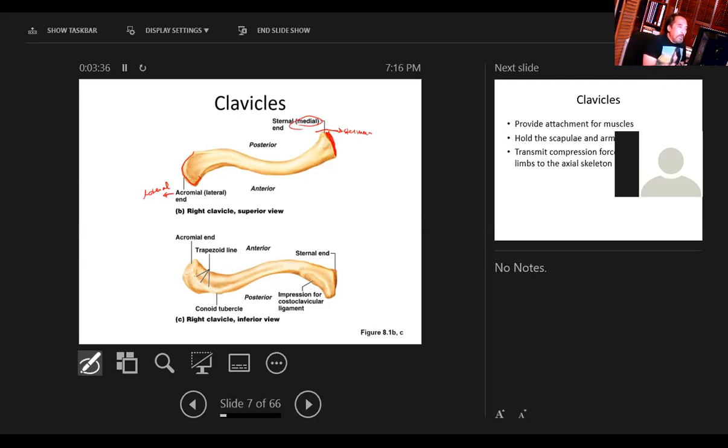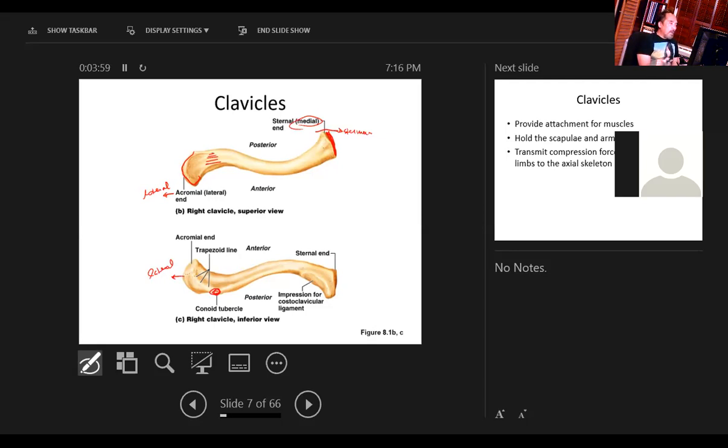So on the superior surface, this is flat, okay? There's nothing here on the superior side toward the lateral end. But on the inferior surface, on the lateral side, it has this bump. The bump is called the conoid tubercle, the conoid tubercle, okay?